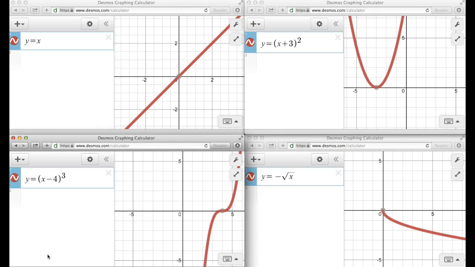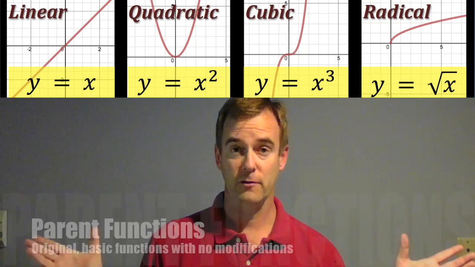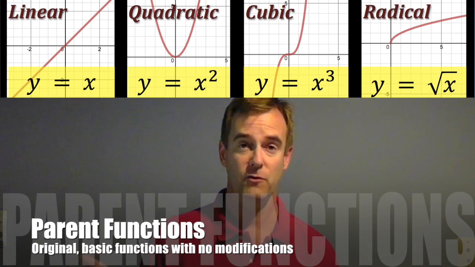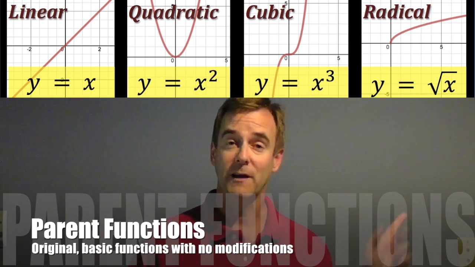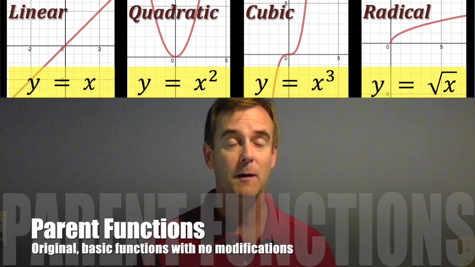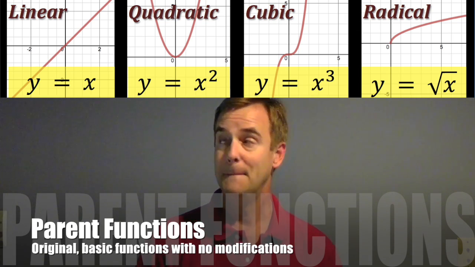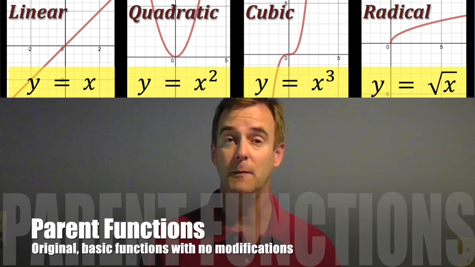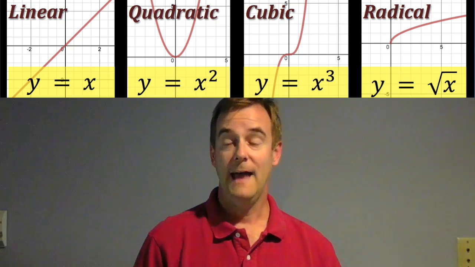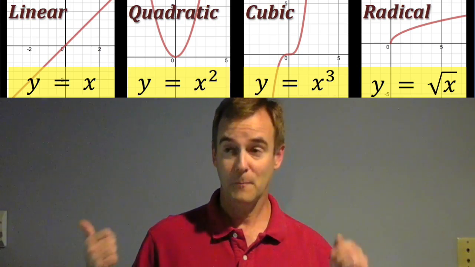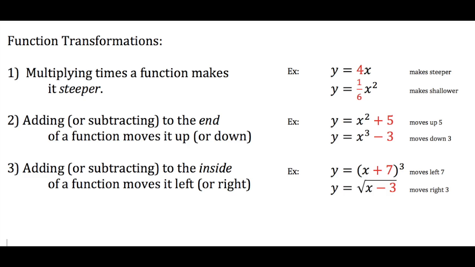We'll call these original four functions parent functions, functions without any change to them. Memorize these four because they're actually really common and you need to be able to tell which one's which. Make any changes to them though and they become children. And the changes we make to these parent functions to make them children do the following things. Multiplying the functions makes them steeper, or multiplying by a fraction makes them less steep.